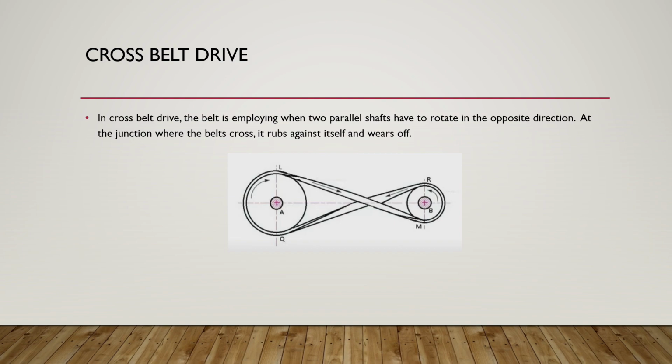Second, cross belt drive. In cross belt drive, the belt is employed when two parallel shafts have to rotate in the opposite direction. At the junction where the belts cross, it rubs against itself and wears off. To avoid excessive wear, the shafts must be placed at a maximum distance from each other and operated at very low speed.